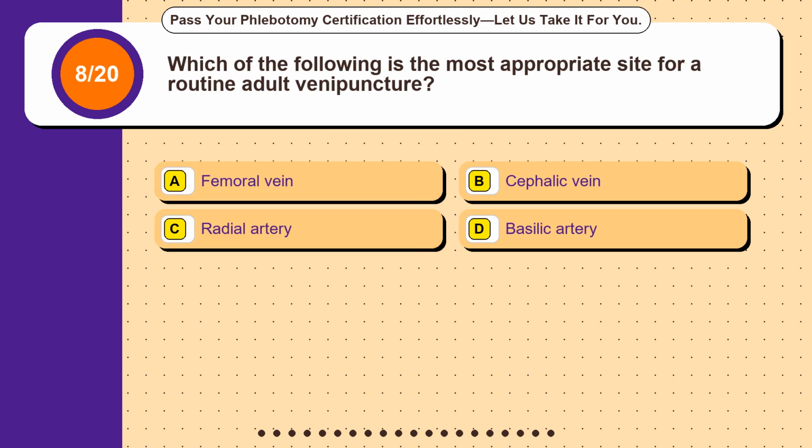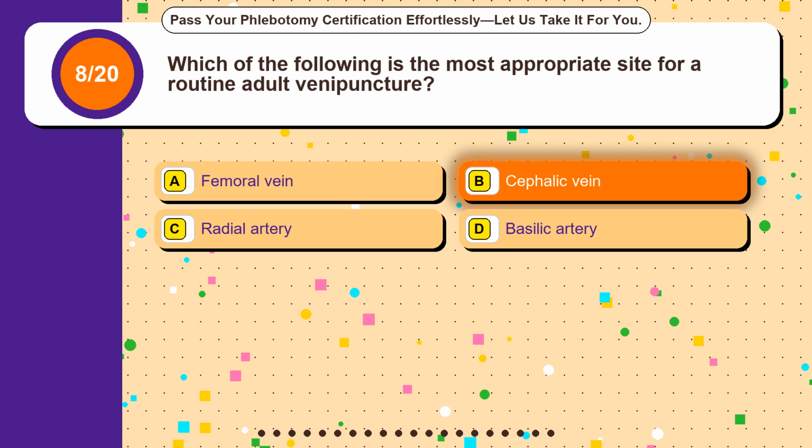Question 8. Which of the following is the most appropriate site for a routine adult venipuncture? Option A, femoral vein; option B, cephalic vein; option C, radial artery; option D, basilic artery. The correct answer is option B, cephalic vein.